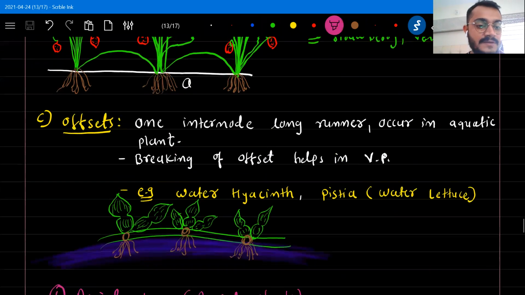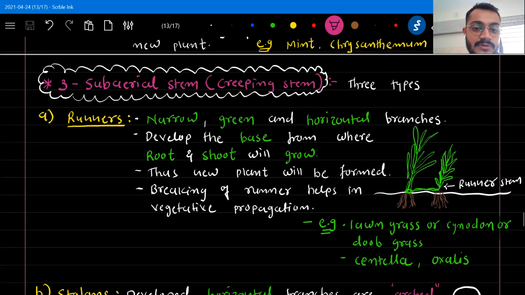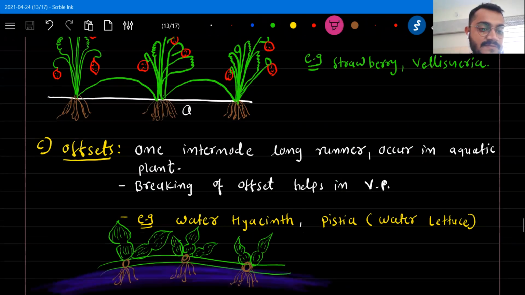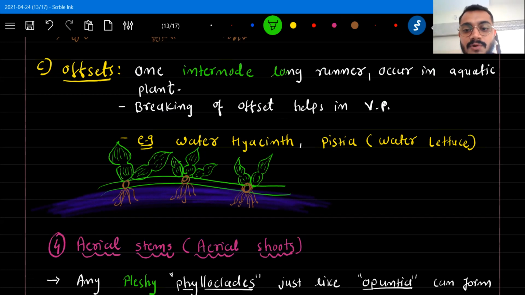So the third type of this sub-aerial stem is the offset. Now, there is nothing new in the offset. We already saw that one internode long runner will be developed from the one internode, and that occurs in aquatic plants. It is usually seen only in aquatic plants.